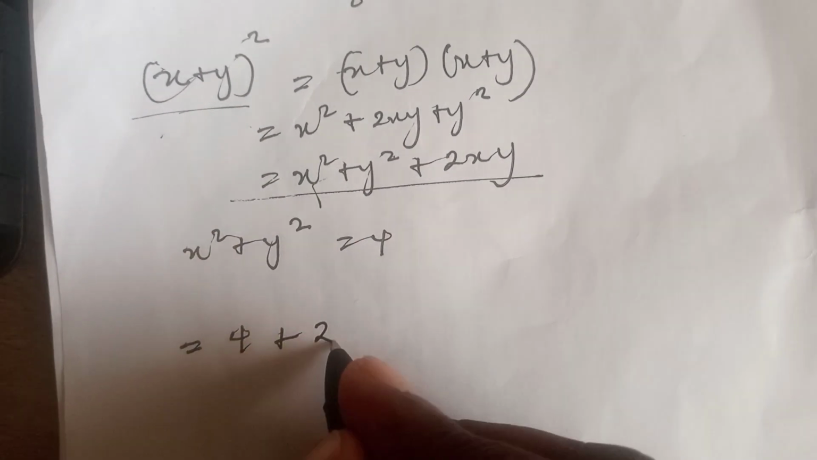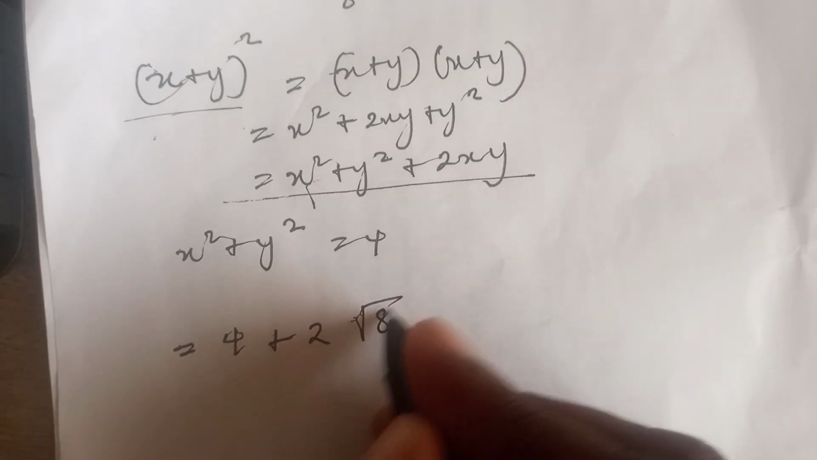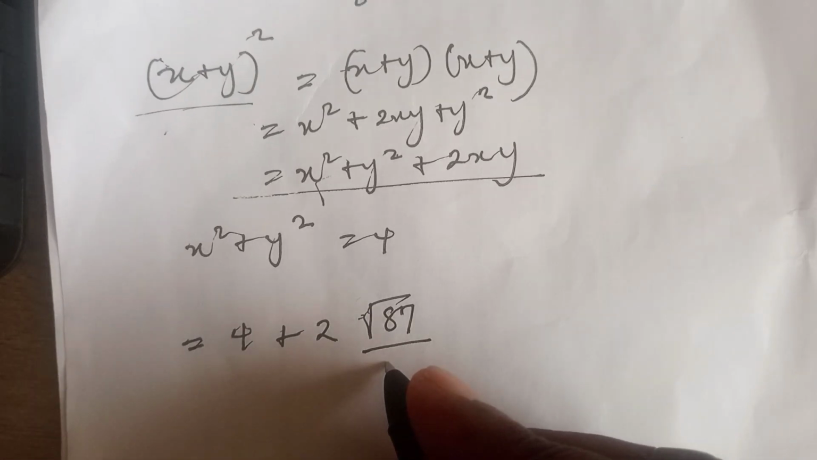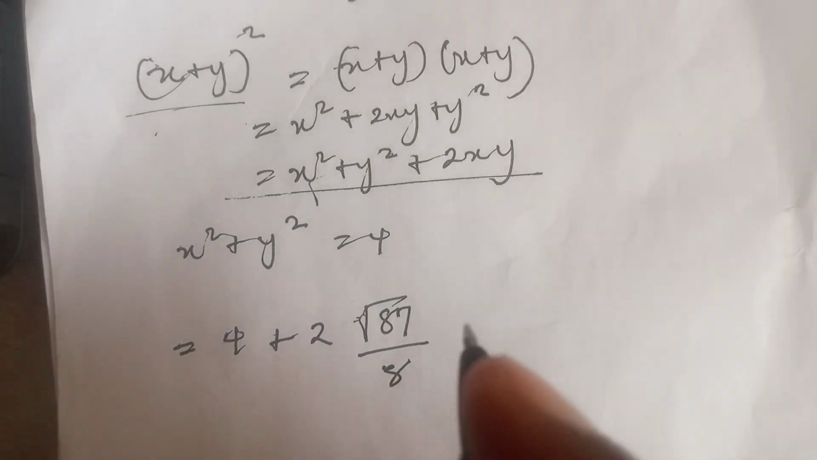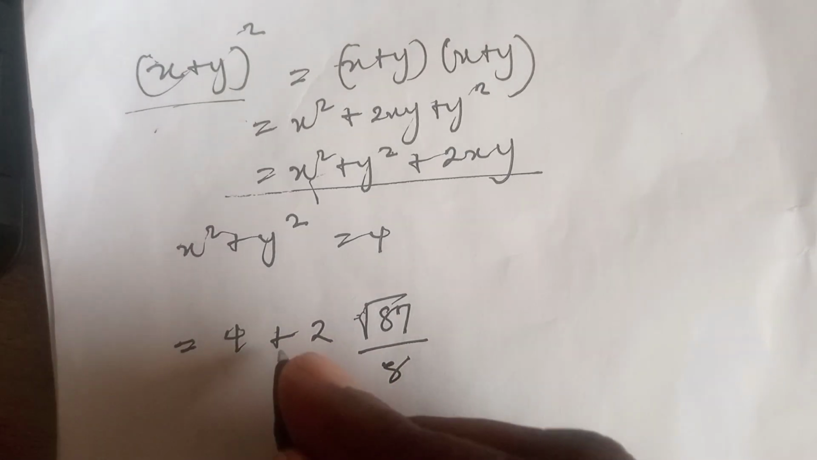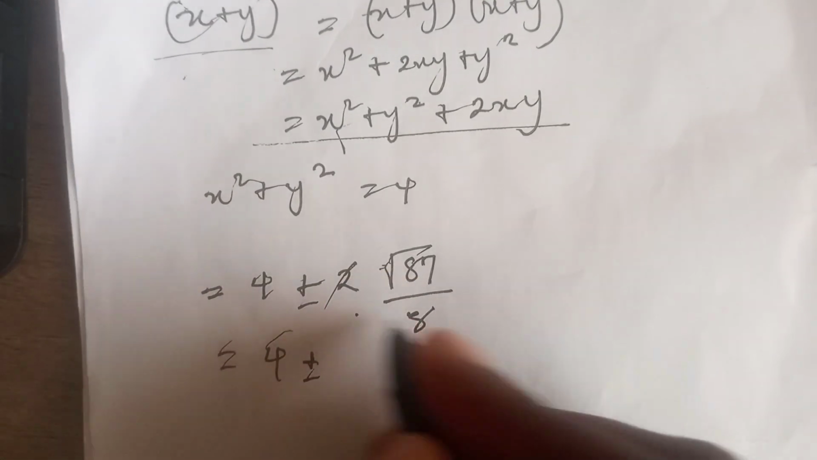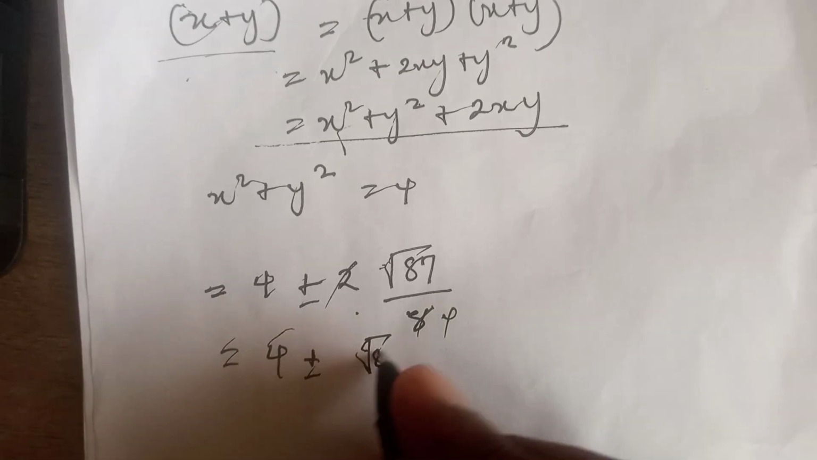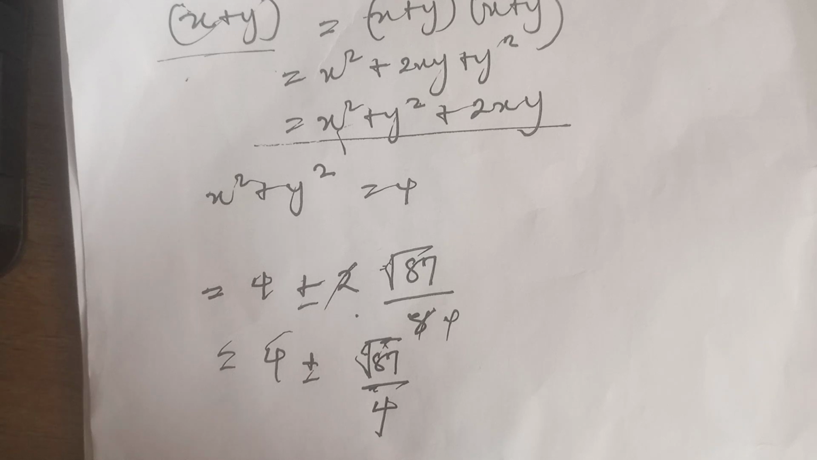x squared plus y squared is 4 plus 2 times root 87 over 8. Don't forget that. So what do we have here? Don't forget it's plus or minus. So it's going to be 4 plus or minus 2 here, 1 and 4. You can leave it as is, or you can simplify it anyhow, over 4. So that is the final solution to the problem.